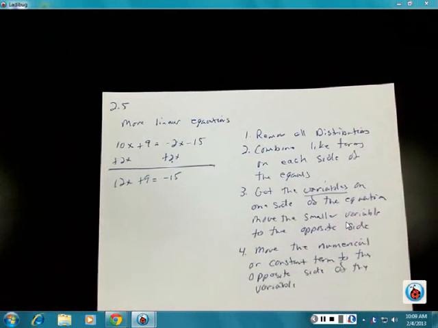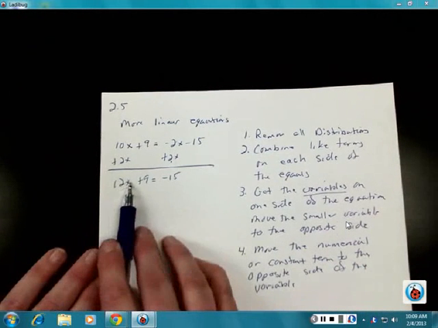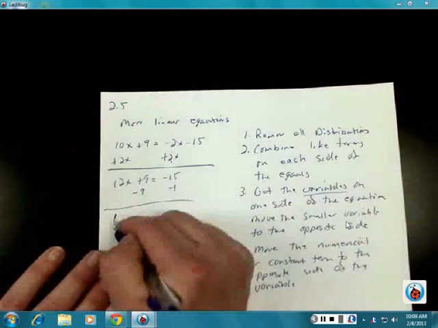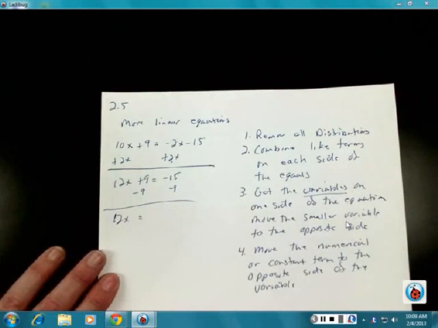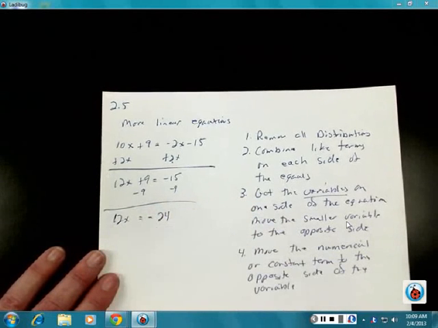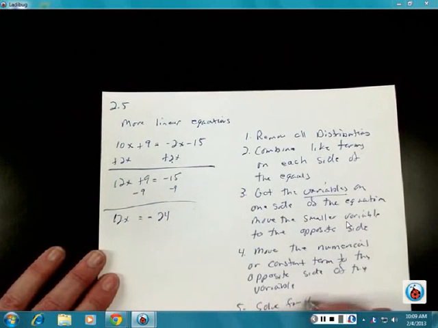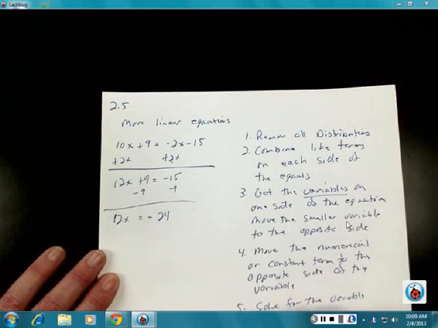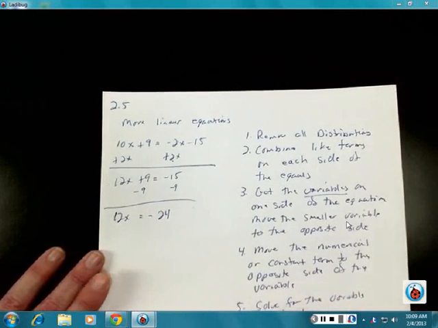So I'm going to do the opposite side of where the variable is at. x is here, so I'm going to move 9 to the opposite side, and I'm going to have 12x is equal to negative 15 and negative 9. What's that come out to be? Negative who? 24. Perfect. And then last of all, solve for the variable by dividing. And so we get that.